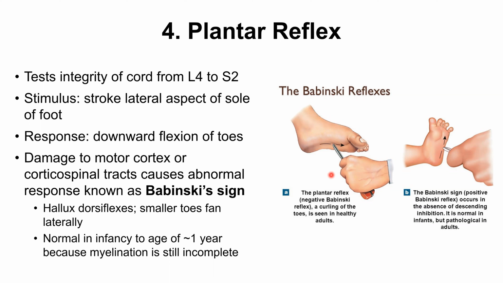If there is damage to the motor cortex or to the corticospinal tracts, that will cause an abnormal response. And that abnormal response is something we call Babinski's sign. And in Babinski's sign, what happens is the hallux is actually going to dorsiflex. So you're going to pull your big toe towards your leg, and the smaller toes actually tend to fan laterally. Now, if this occurs in an adult, this is abnormal, okay? If the Babinski sign occurs in an adult, that is abnormal.